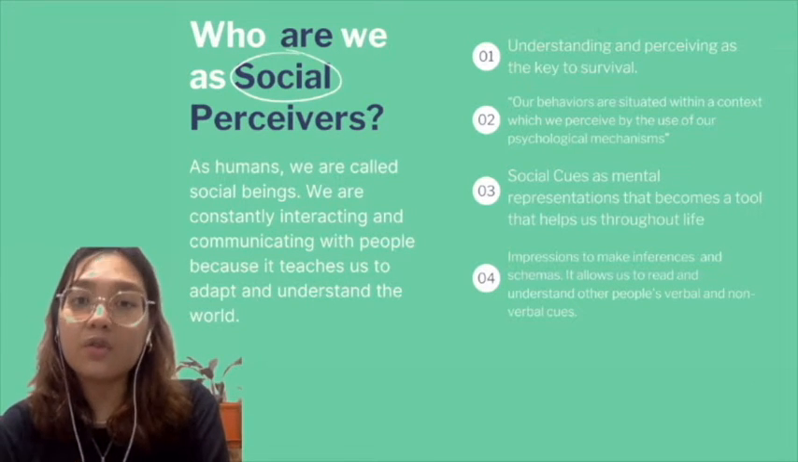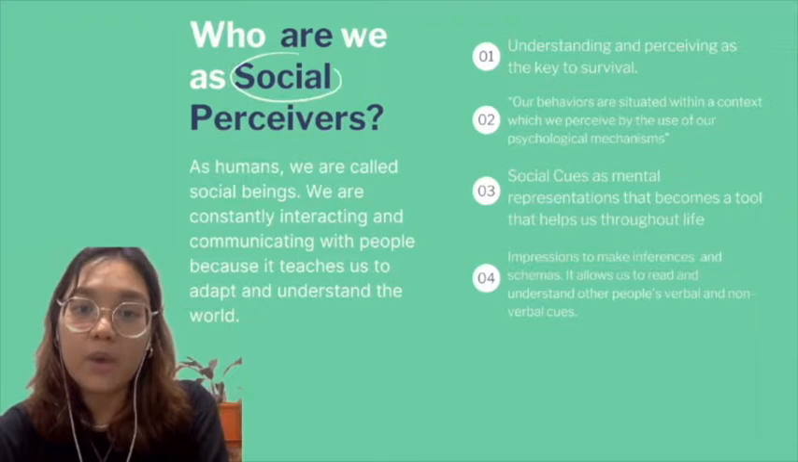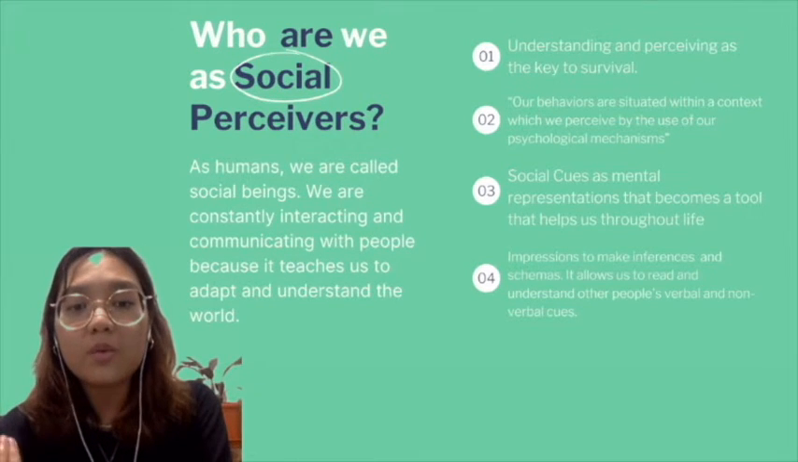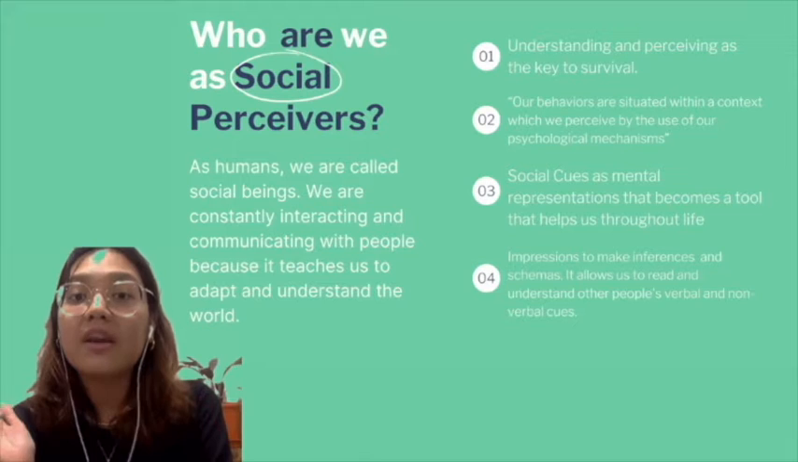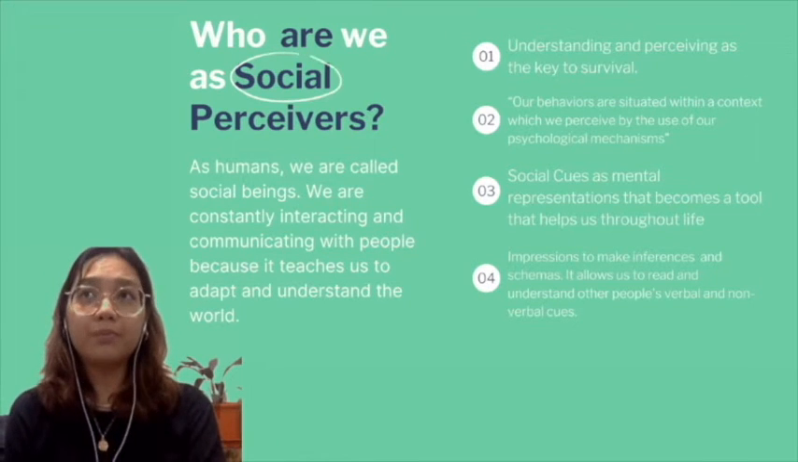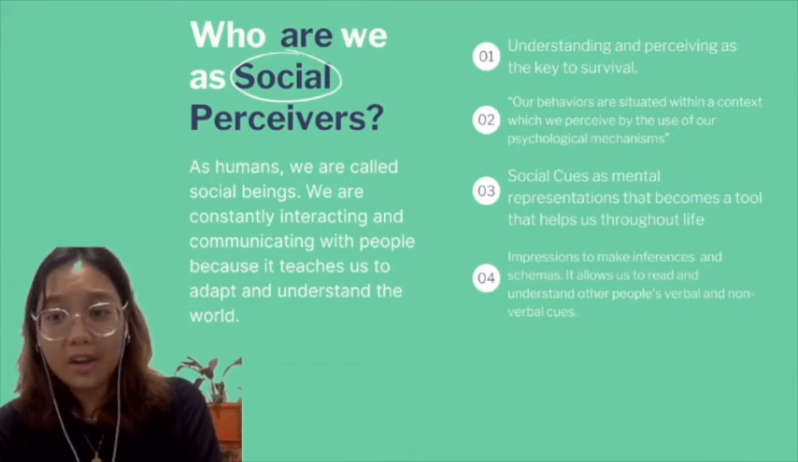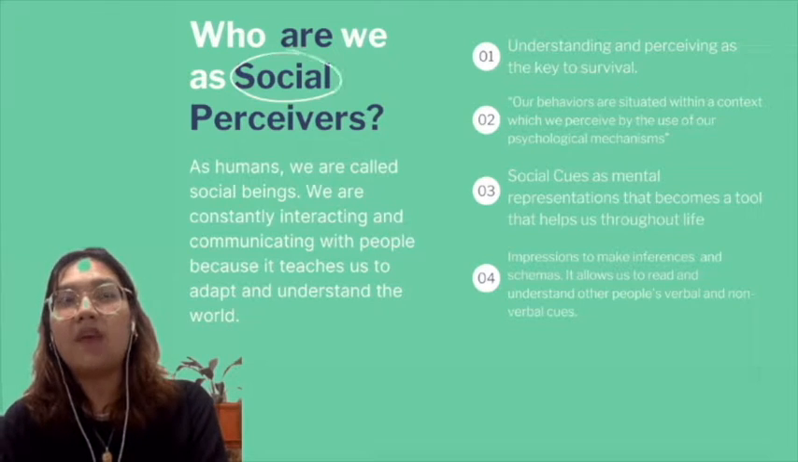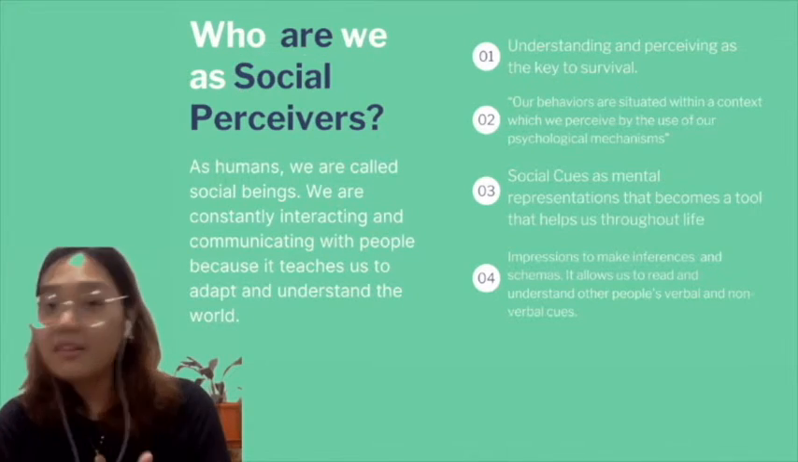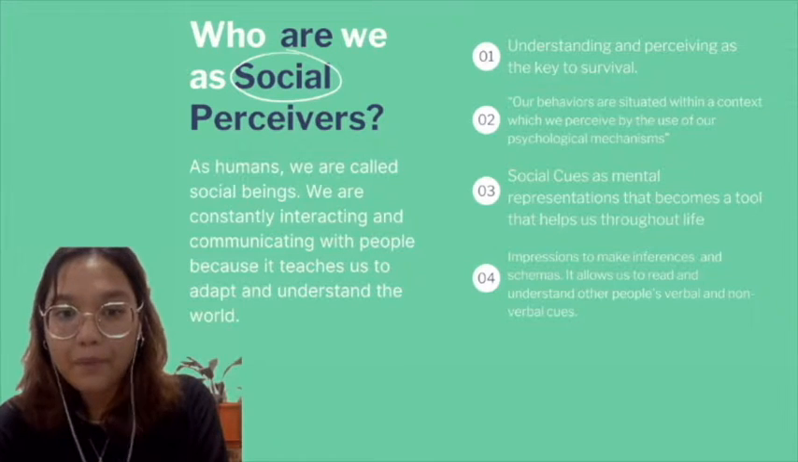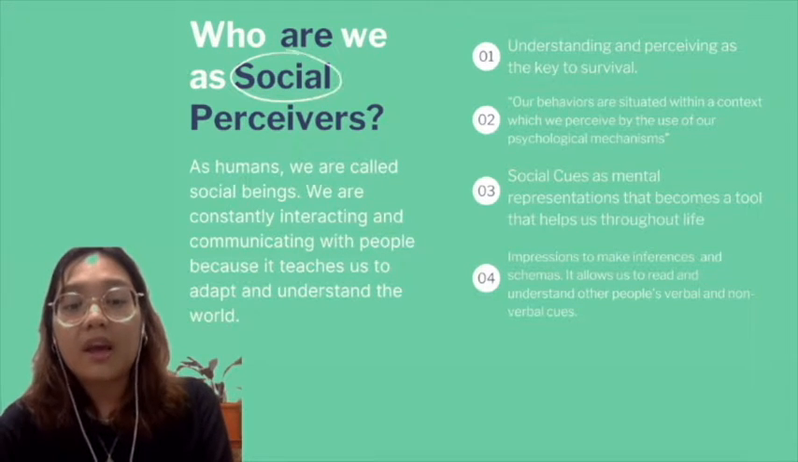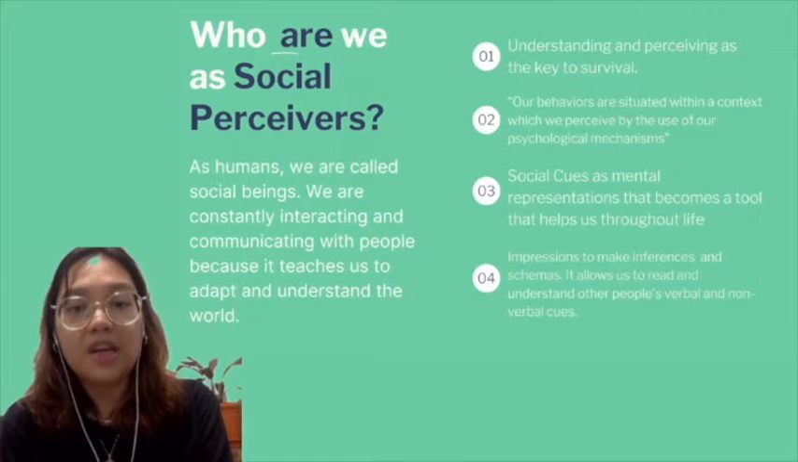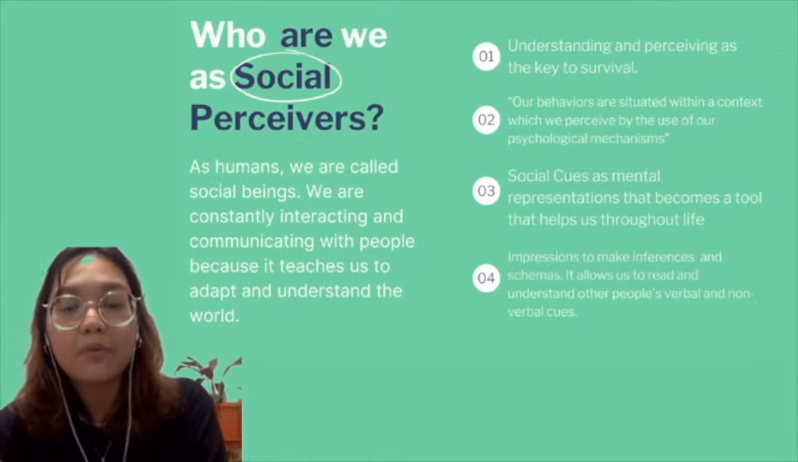Next, as social perceivers, our behaviors are situated within a context which we perceive by the use of psychological mechanisms. So, psychologically, we come up with impressions of other people, judgments, and analysis of how we see other people. And next, social cues as mental representations become a tool that helps us throughout life.